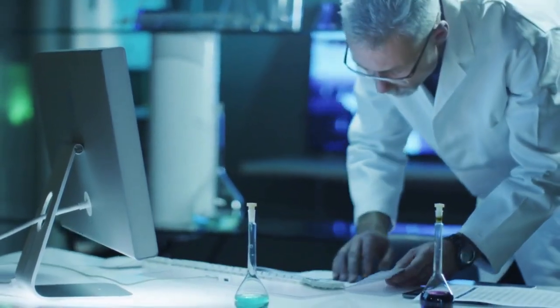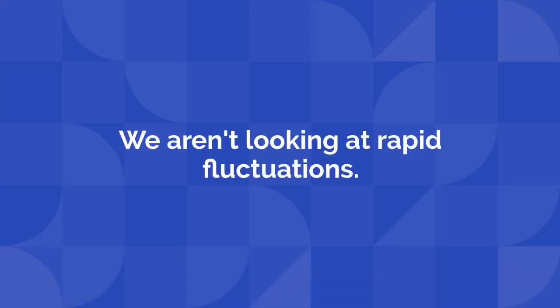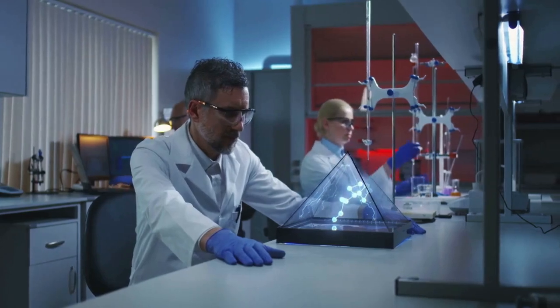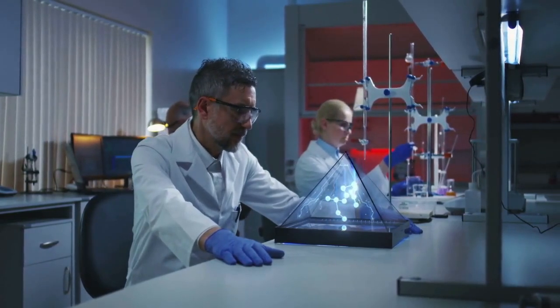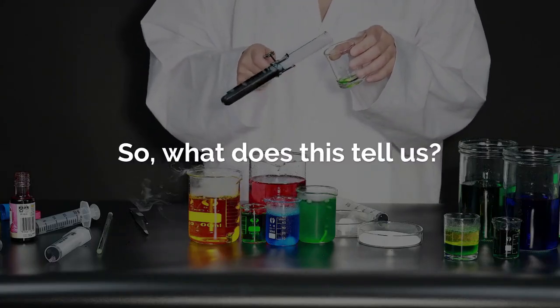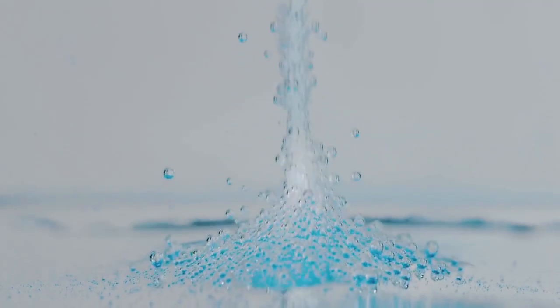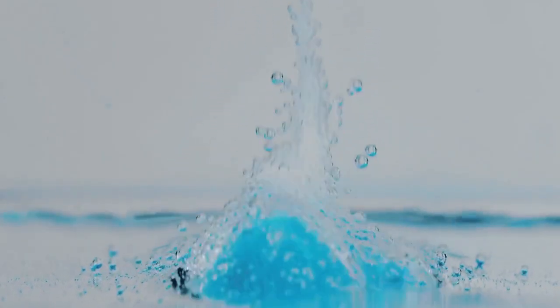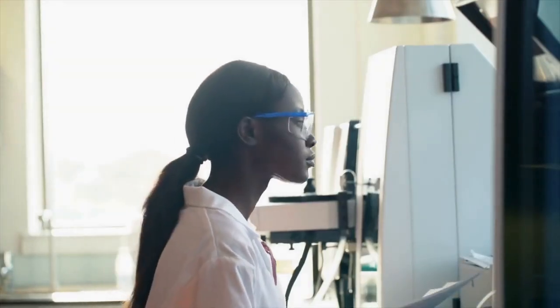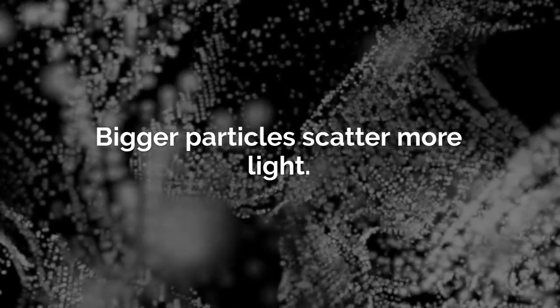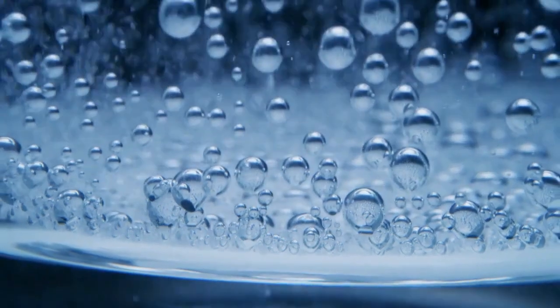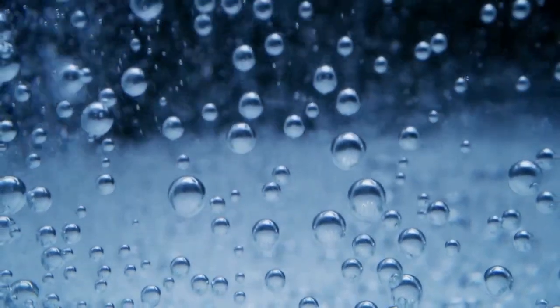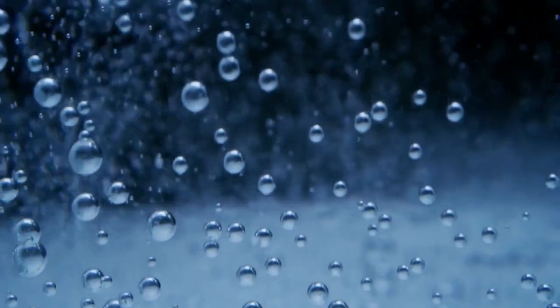The key word here is static. We aren't looking at rapid fluctuations, we're measuring the average intensity of the scattered light over a short period of time. So, what does this tell us? First and foremost, SLS is fantastic for determining the molar mass, which is directly related to the size of the particles. The fundamental rule is simple: bigger particles scatter more light. So, by measuring how bright the scattered light is, we can calculate the average molar mass of the particles in our sample. This is incredibly useful for characterizing everything from new drug delivery nanoparticles to long polymer chains.